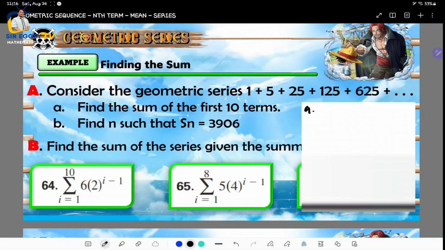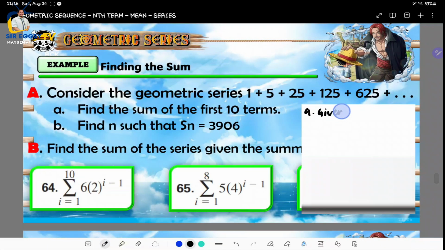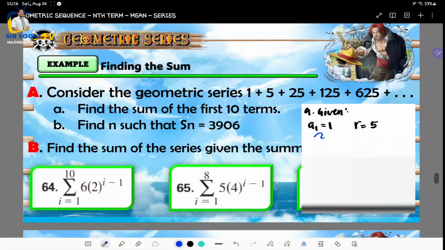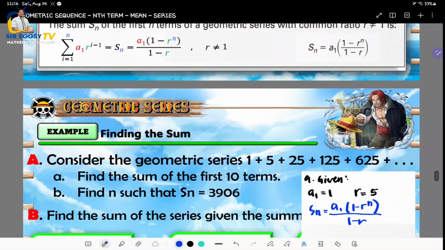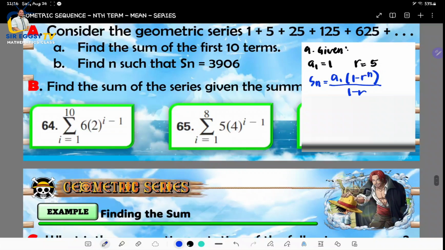So first, in letter A, let's write all the givens. What are our givens? Our givens here are a sub 1, which is equal to 1, and the common ratio is equal to 5. Since our formula in finding the geometric series is s sub n equals a sub 1 times 1 minus r raised to n over 1 minus r. Is it correct? So a sub 1 times the quantity 1 minus r raised to n, all over 1 minus r.